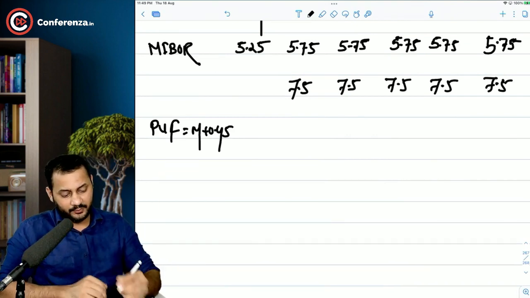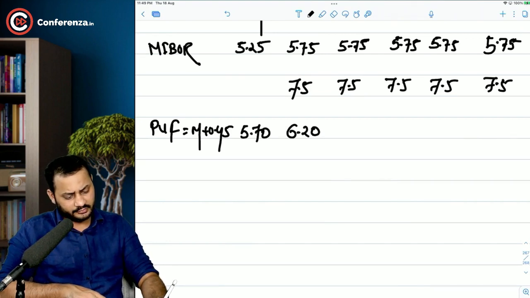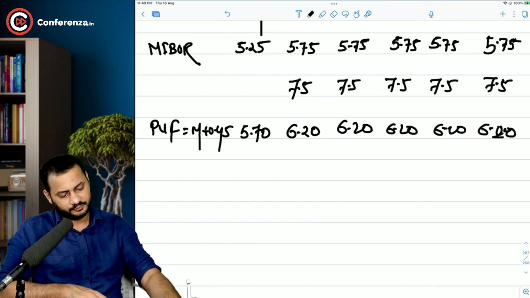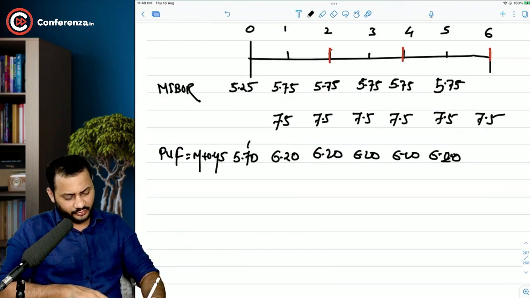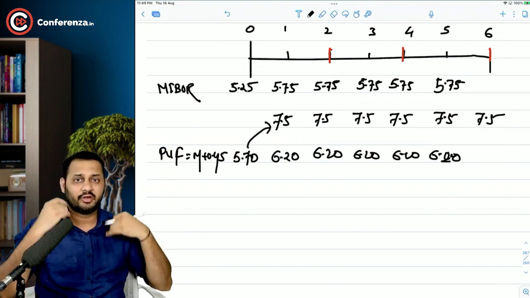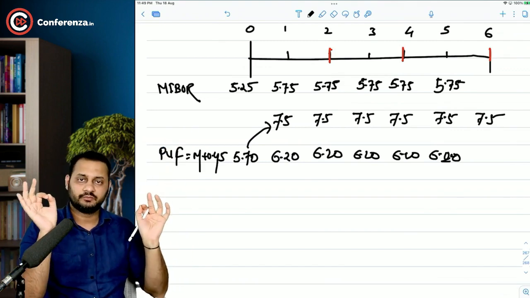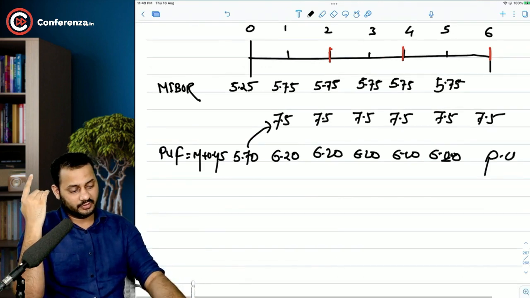So if you add 0.45 to each of them, it will be 5.70, 6.20, 6.20, 6.20, 6.20. Okay. Now understand that this is going to be the rate to discount 7.5 lakh. 7.5 lakh is the saving for every 6 months. True? But these are the rates per annum, on a per annum basis.